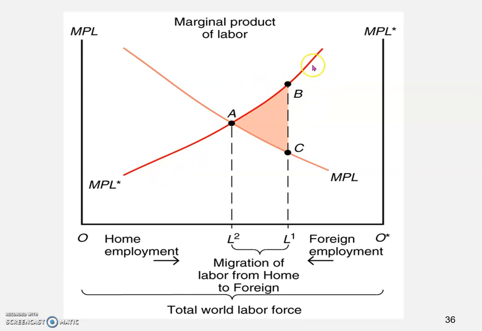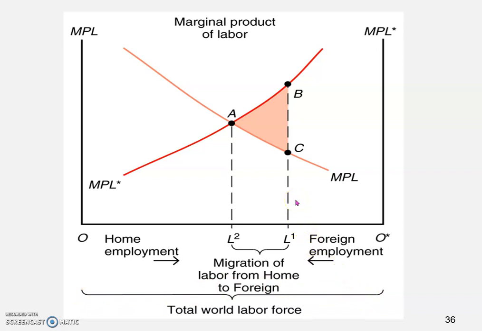For the foreign MPL star, it looks like it's upward sloping, but remember, this guy has been flipped, as we said. So what we should do is just look from the upper right corner and move down to the lower left corner. So we still see that LDR thing. And on the horizontal axis, we see the amount of labor in home and foreign. And remember, we have the global labor constraint, so the total amount of labor here is given.